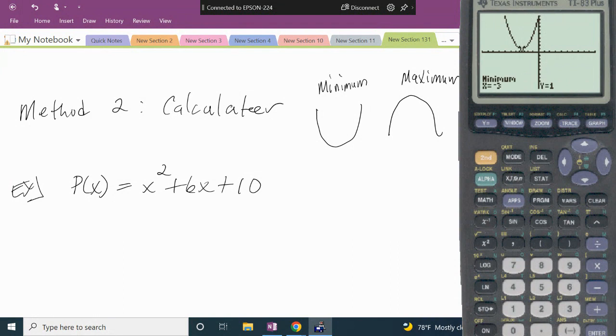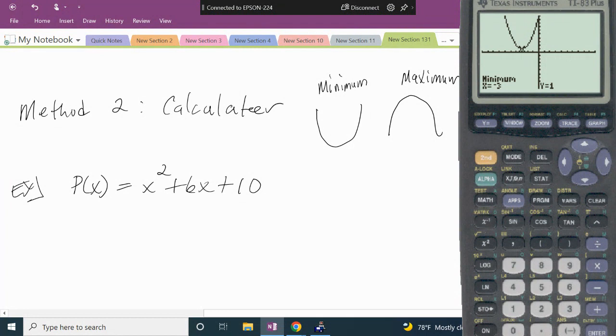And I do have a video for this calculator stuff. I'll put it on the announcements page. So notice we got the same vertex we just calculated by hand, -3, 1. So that's two ways to find the vertex.